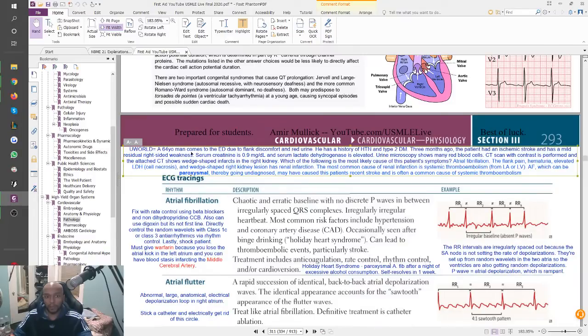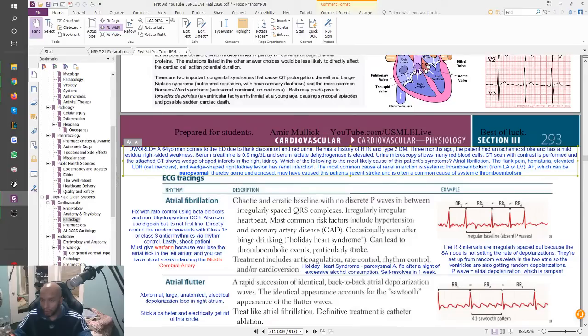This person, a 64-year-old man, comes to the ED due to flank discomfort and red urine, with a history of hypertension and diabetes. 3 months ago, he had an ischemic stroke and has mild residual right-sided weakness because of the stroke. Creatinine is 0.9, lactate dehydrogenase is elevated, which means he has issues, right? LDH could be related to him having hemolysis or something. Urine microscopy shows many red blood cells. A CT scan is performed, and the attached CT shows wedge-shaped infarcts in the right kidney. Which of the following is the most likely cause of this patient's symptoms?